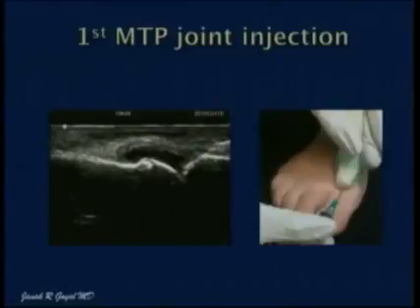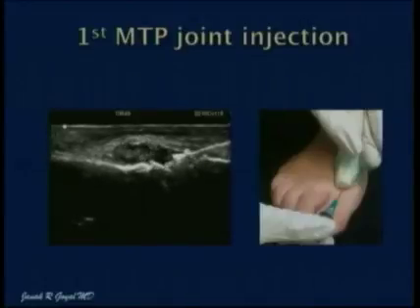The first MTP joint injection, very common in my practice. I see a lot of people with gout. So I could go from proximal to distal, distal to proximal. Here is an injection from distal to proximal, getting into the recess of the joint and depositing the medication right into the joint recess.